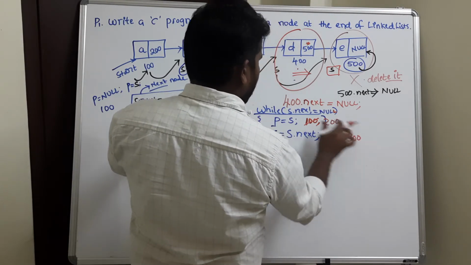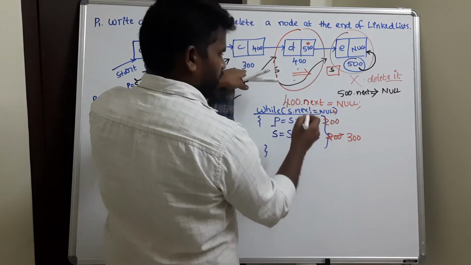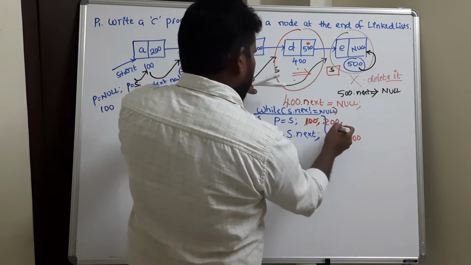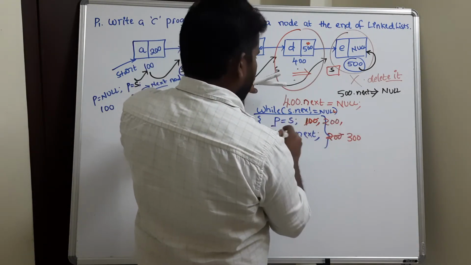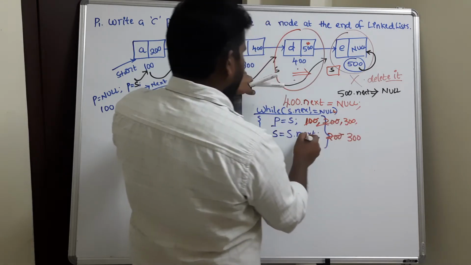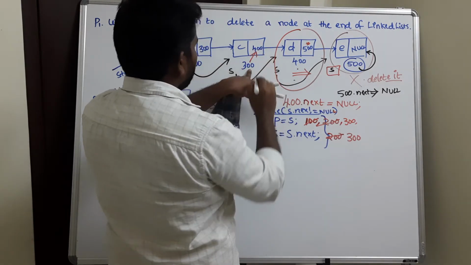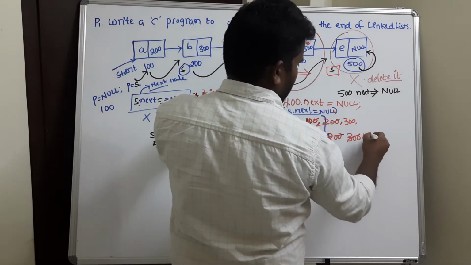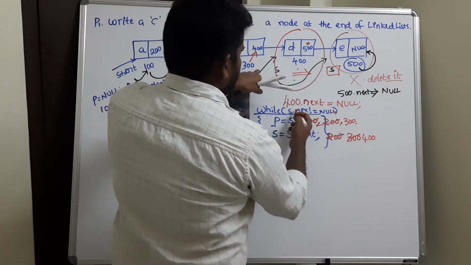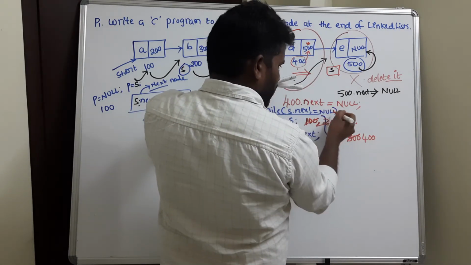Now my s is 300, and I am checking s next, which is 400, not equal to null, it's true. So I am assigning the s value to p. What is the s value? 300. Then I am changing s equal to s next, which is 400. Now s became 400, right? S next, 400 dot next is 500, so it's not equal to null, true condition.